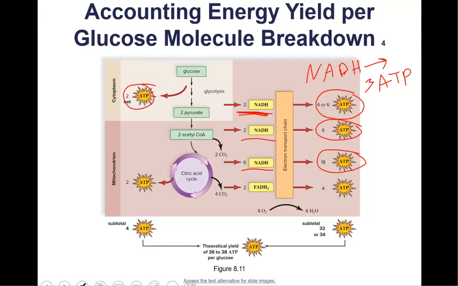And then for the 2 FADH2 molecules that are produced in the citric acid cycle, we get 4 ATPs. So when you add all the ATPs up, the 2 from glycolysis, the 2 from the citric acid cycle, and then the 32 or 34 from the electron transport chain, that's where you get the 36 to 38 ATP molecules.